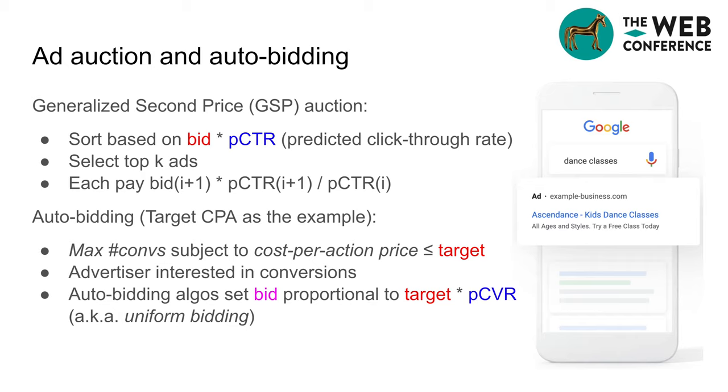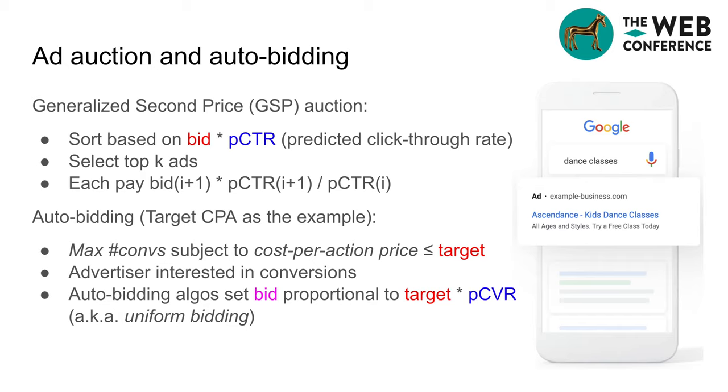Let's take target CPA as an example, which is a quite commonly used auto bidding strategy. The strategy aims to maximize the number of conversions subject to the constraint that the average cost per action is not exceeding a target set by the advertiser. So the auto bidding algorithm will set the bids proportional to the target times the predicted conversion rate given the ad being clicked, for each query.